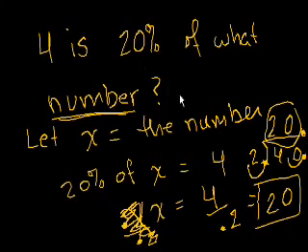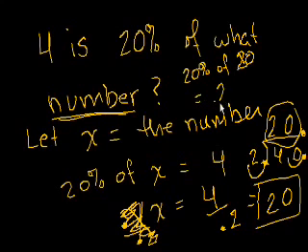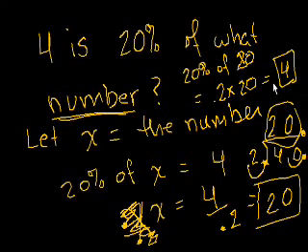Let's take 20% of 20. So 20% of 20 is equal to 0.2 times 20. And if you do the math, that also will equal 4. So you made sure you got the right answer. Let's do another one like that.